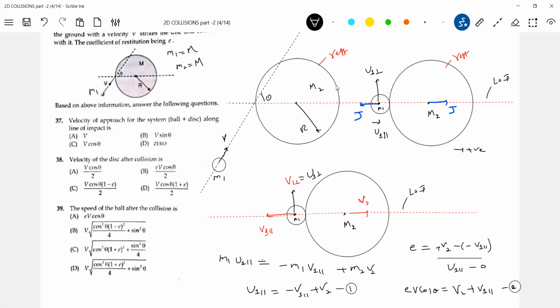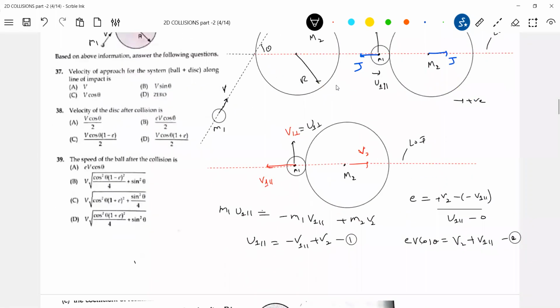Okay, fine. So what is the speed of the ball? The speed of the ball, v1, should be equal to the square root of v1 parallel squared plus v1 perpendicular squared, and v2 will be this much. The velocity of the disk after collision, you'll get the answer.